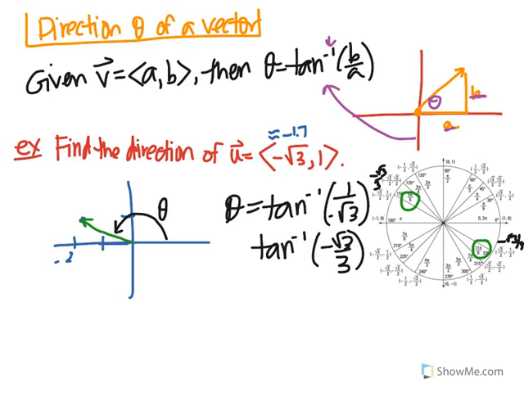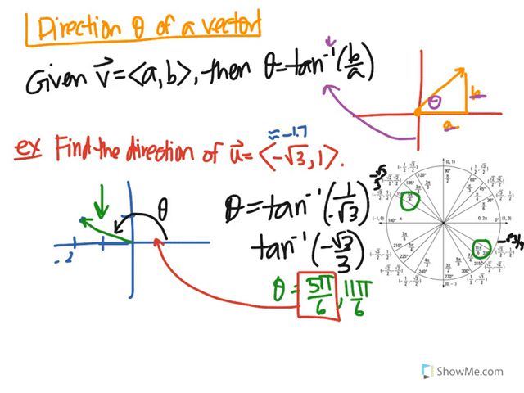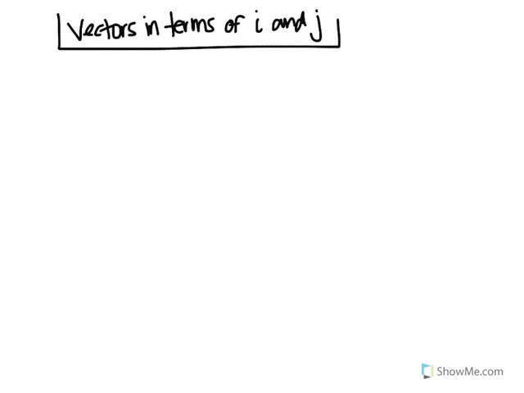So here's the deal. I get two answers, 5 pi over 6 and 11 pi over 6. But I have to figure out which angle I actually want when I look at my vector. There's my vector right here in quadrant 2. So my angle would be the one that's in quadrant 2, which is 5 pi over 6. So that's theta.